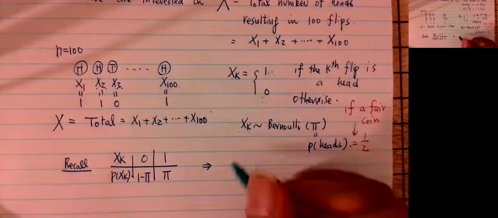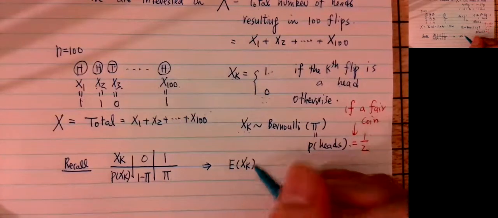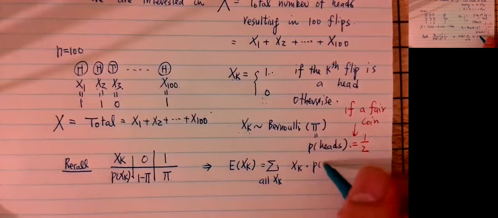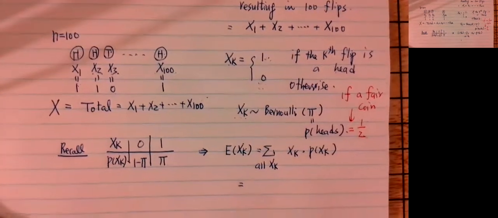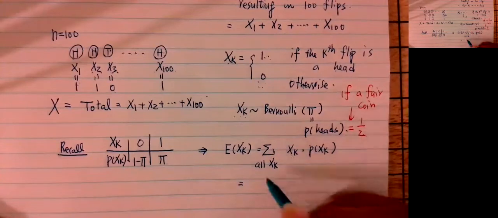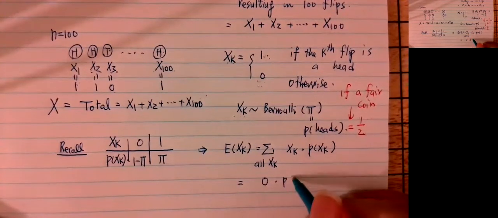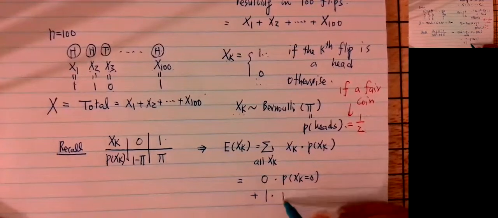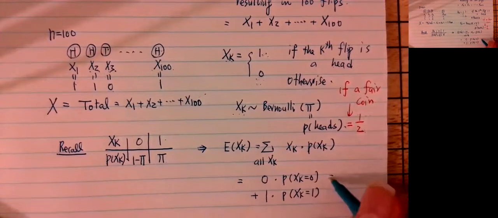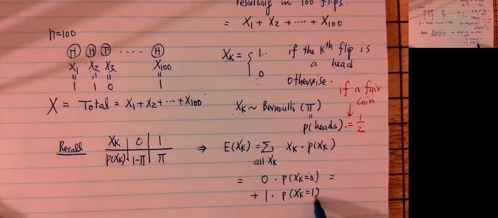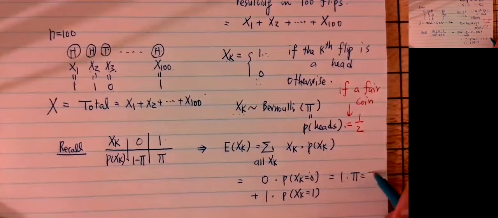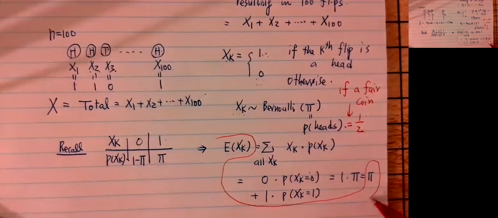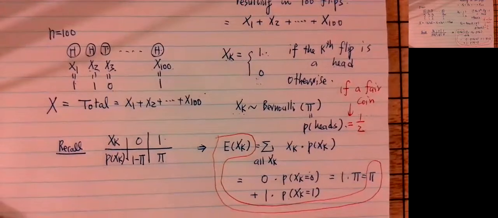If Xk follows Bernoulli, what is the mean of a Bernoulli? It is summing over all possible values of Xk, Xk times the probability of Xk. So when you don't see a success, it's 0 times the probability Xk equal to 0, plus, when you do find a success, in our case a head, 1 times the probability Xk equal to 1. So 0 times everything is 0, and 1 times the probability Xk equal to 1, that's pi. So 1 times pi is pi. So the mean of a Bernoulli random variable is the probability of getting success, which is pi.